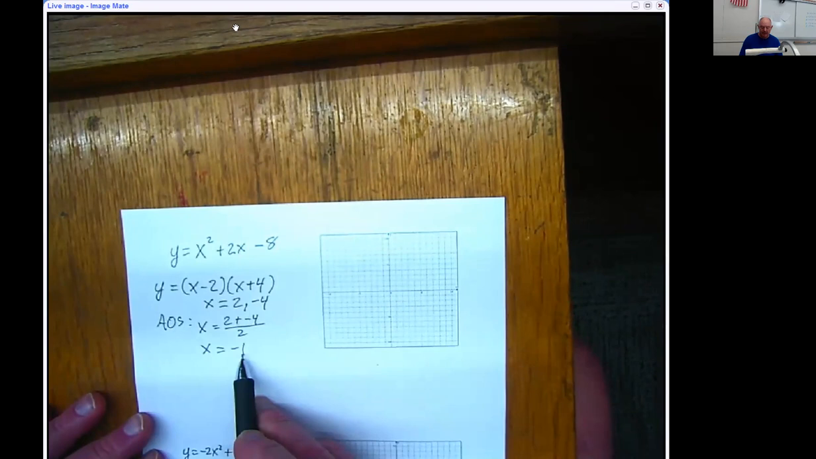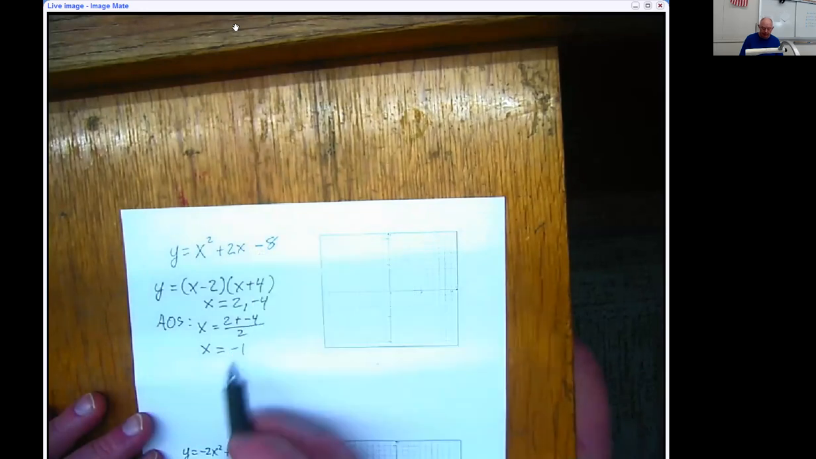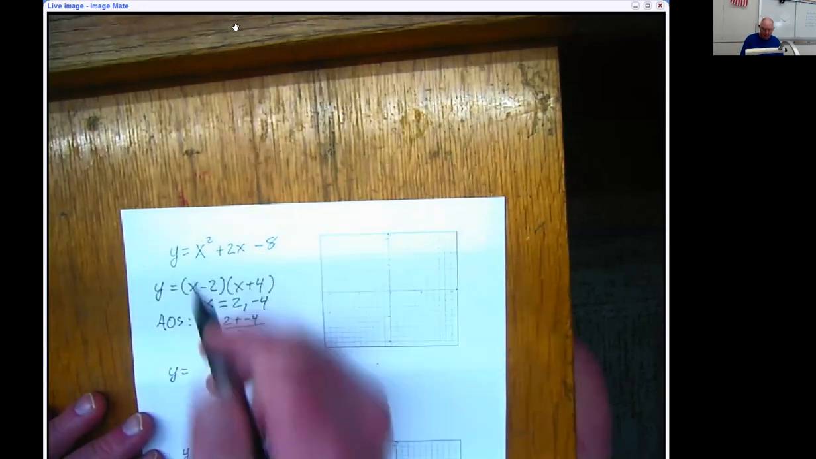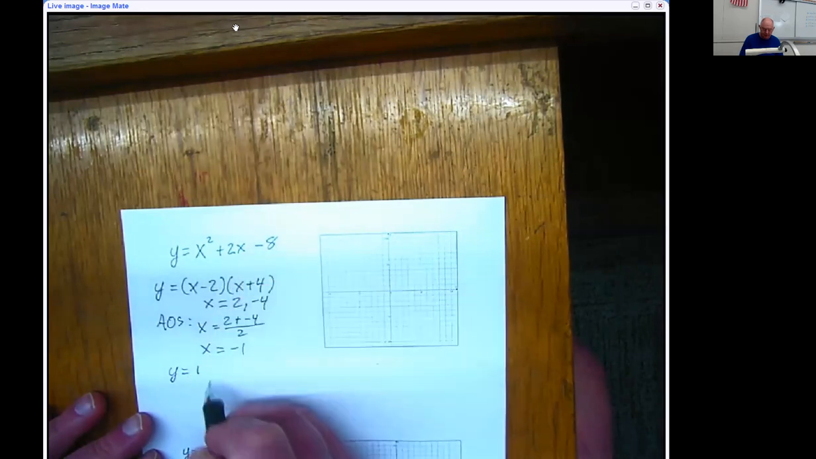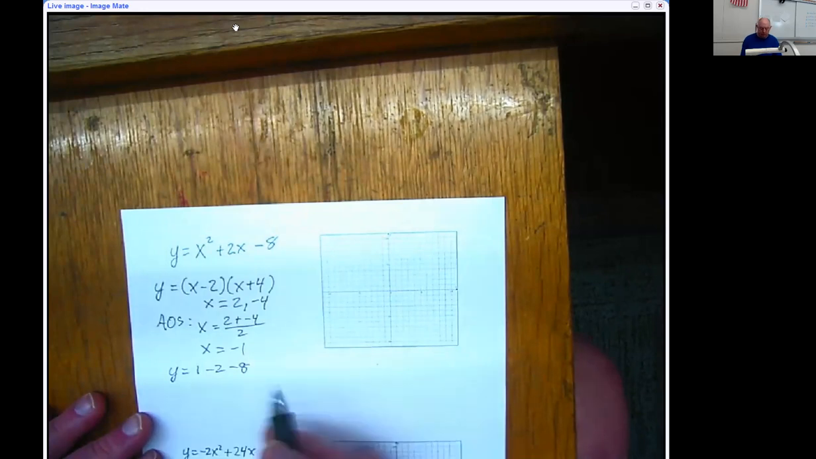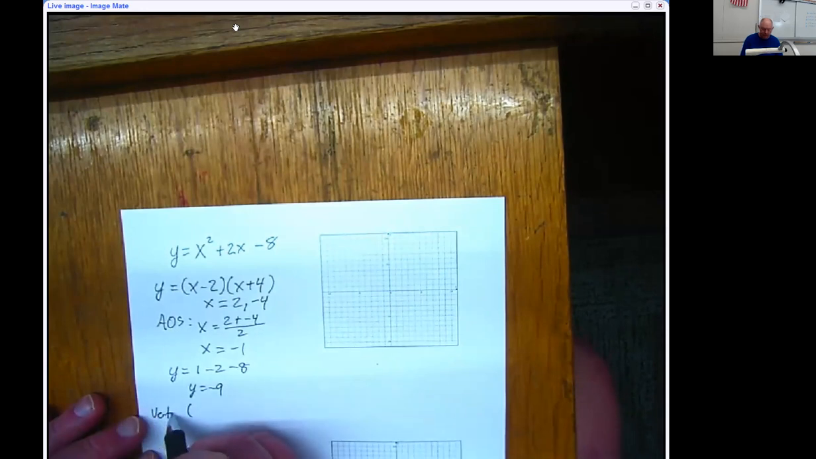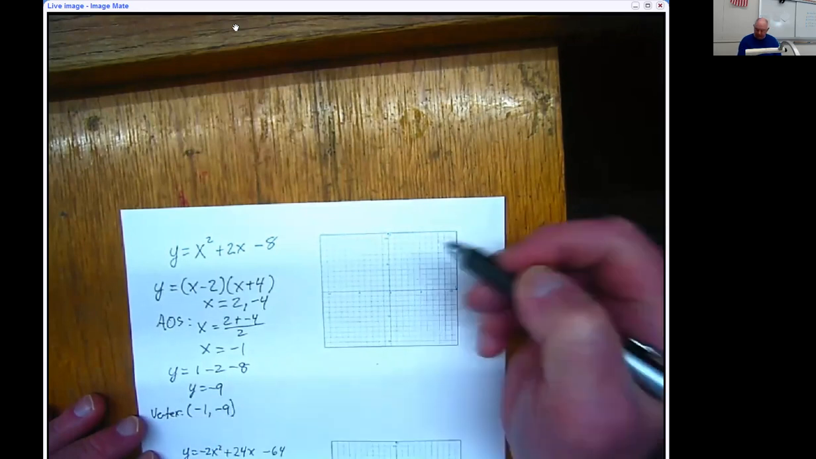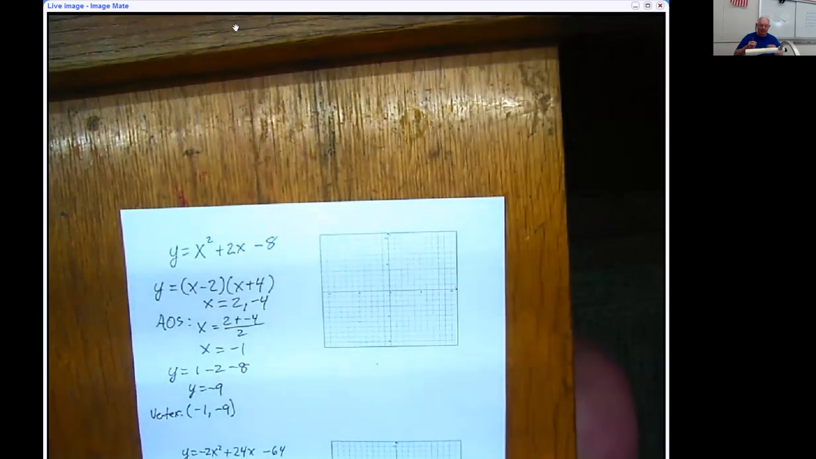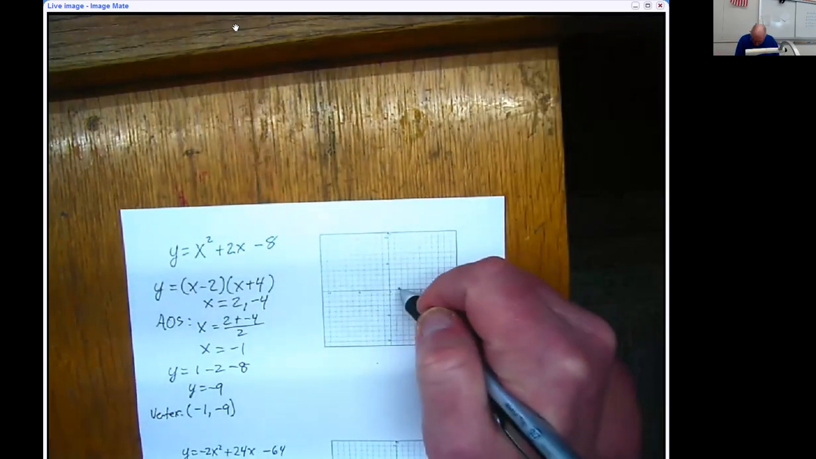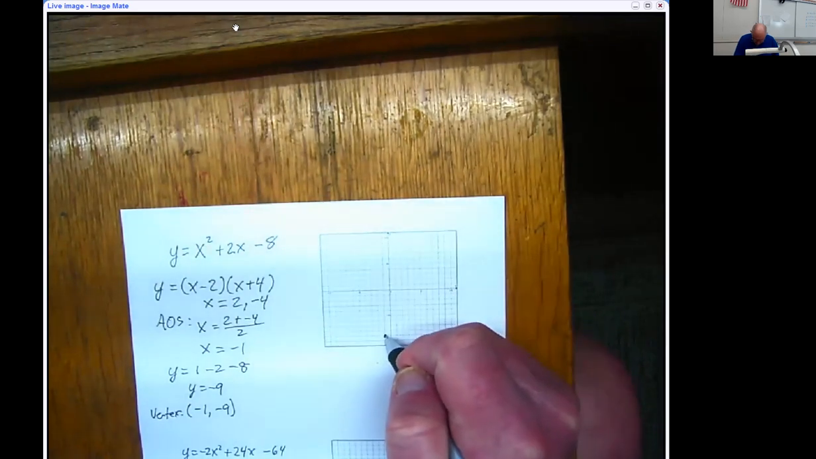So if I take this and plug it back in, I will find the y. So if I plug it right back here, I'm going to get y equals -1 squared plus 2 times -1, and then -8. So I've got a -10, positive 1, y equals -9. So my vertex is going to be located at -1, -9. So that's going to be, get my glasses. Let's see, -1, -9, so it's going to be located right here.